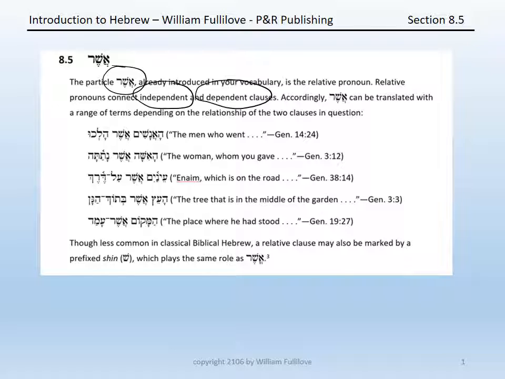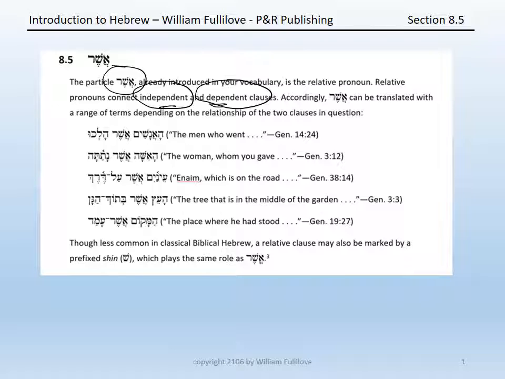In English, we have multiple relative pronouns. However, in Hebrew, asher does duty for all of these functions. Accordingly, you can translate it with a range of terms depending on the relationship between the dependent and independent clause in question. To look at several examples.